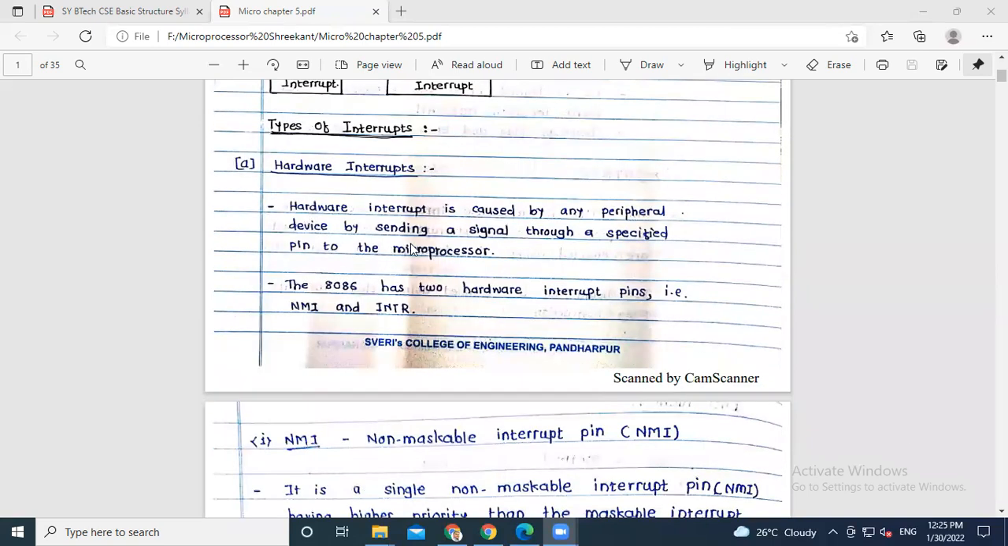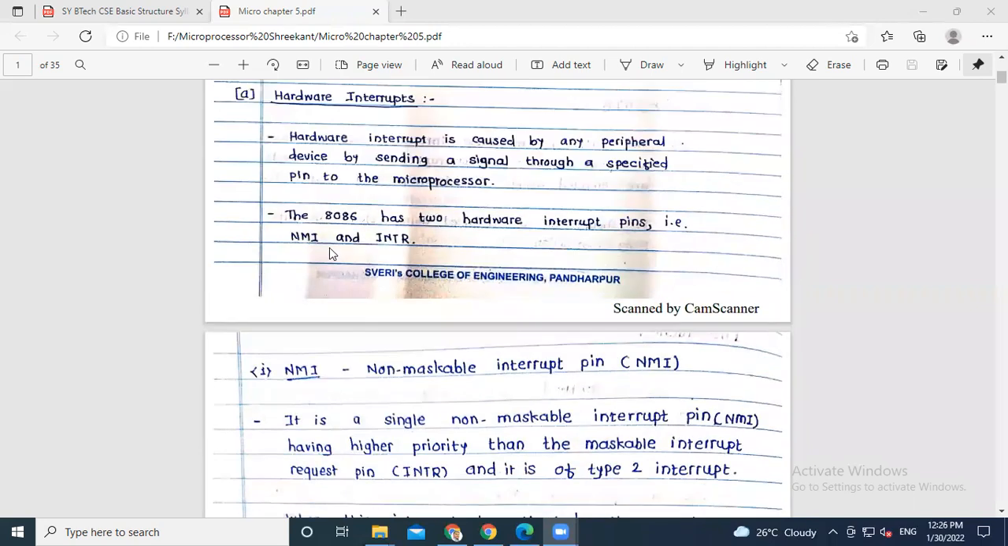Hardware interrupts are interrupts caused by any peripheral devices by sending a signal to a specified pin of the microprocessor. The 8086 has two hardware interrupt pins, that is non-maskable interrupt and maskable interrupt, or directly we can say interrupt.